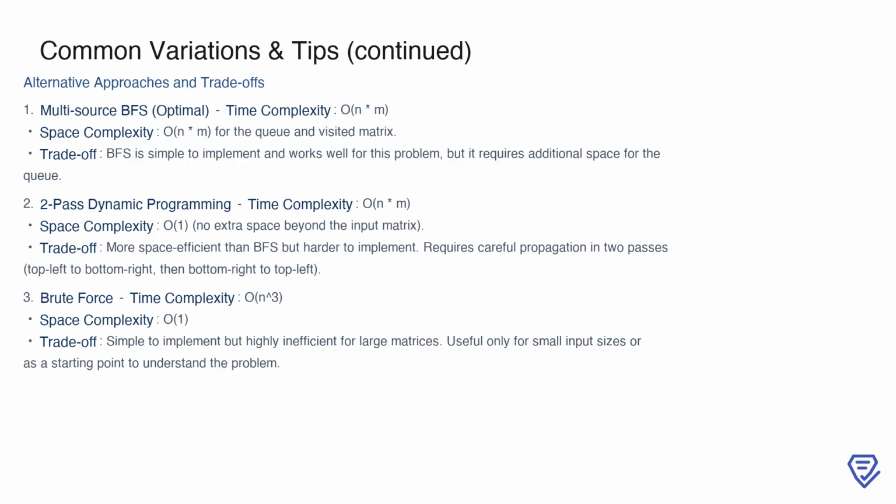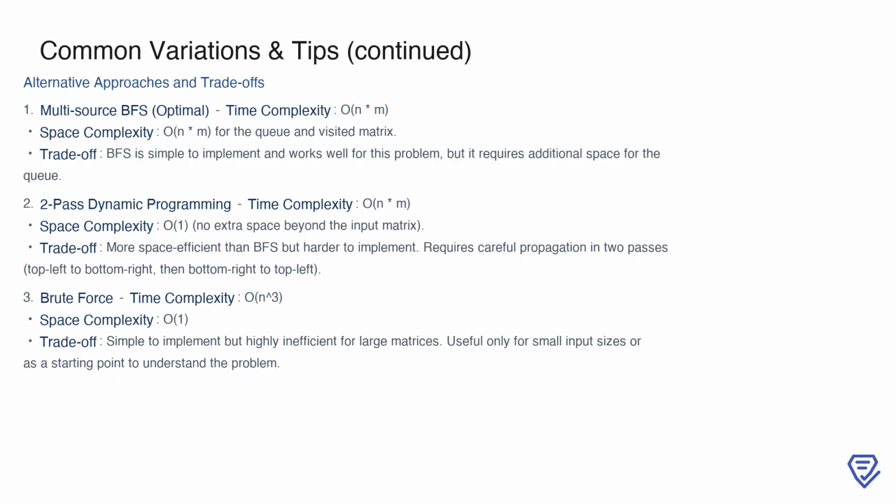It has a time complexity of O(n*m) and a space complexity of O(n*m), as it requires space for both the queue and the visited matrix. The trade-off here is the additional memory usage due to the queue. On the other hand, the two-pass dynamic programming approach offers the same time complexity, O(n*m), but is more space-efficient, requiring no extra space beyond the input matrix.